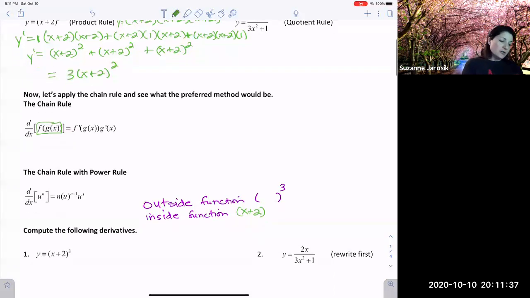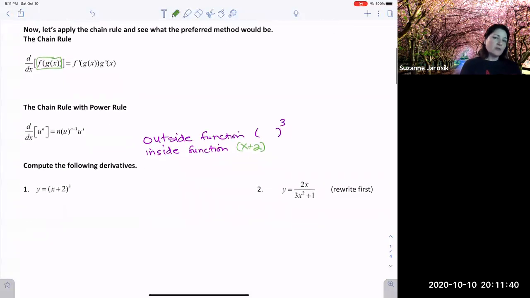So if we follow how chain rule is supposed to work, we have power with chain. This is a power with chain idea because the outside function is a power function. So you apply power rule with chain. So power rule says you multiply the exponent by the coefficient in front. That's our 3. You leave the inside function alone, because right now I'm working on taking the derivative of the outside function.